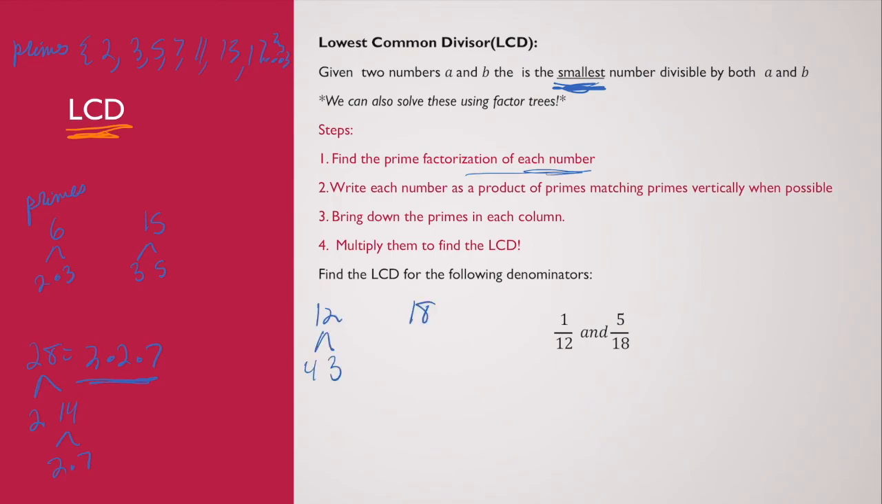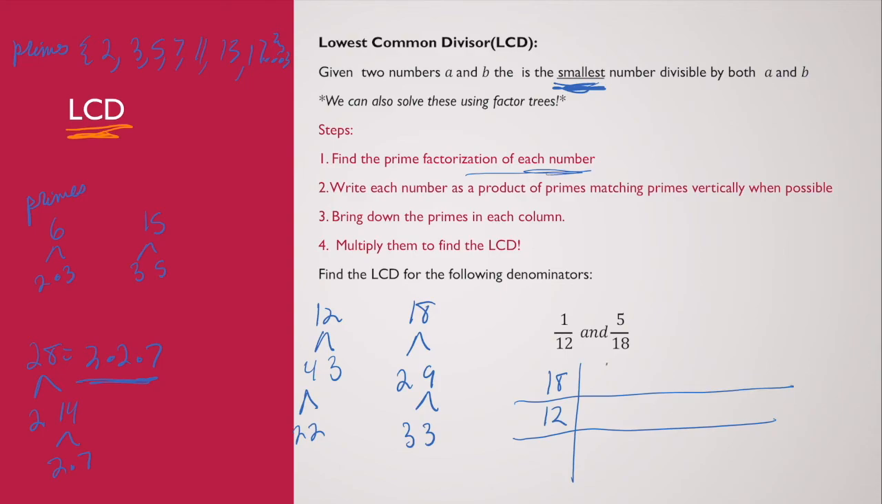12 factors into a 4 and a 3. 4 isn't prime, so I'm not done. I need to write that as a 2 and a 2. 18 factors into a 2 and a 9. 9 isn't a prime number, so I have to break that down as a 3 and a 3. I think this is called the table method. So what I'm going to do first is write all the primes of 18. So I've got 2, 3, and 3.